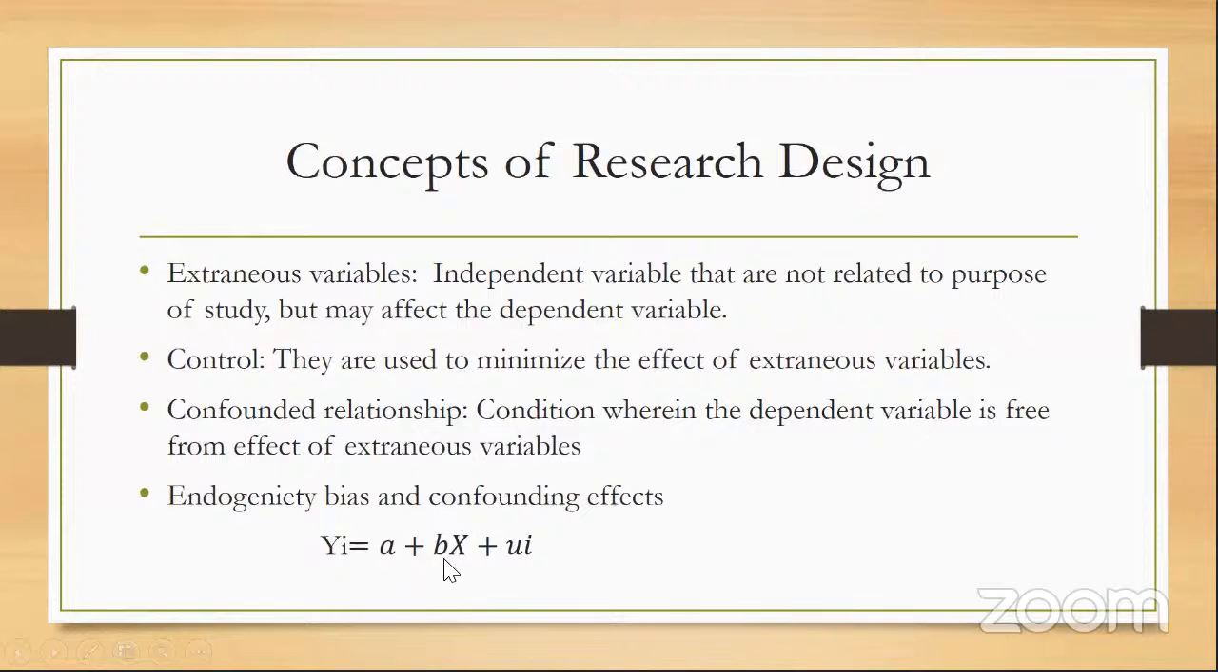So the effect that we estimate with the help of this regression coefficient b here might not be correct. It might not be true. Biasedness, I will explain in the later slides. Okay. Hello, am I clear till now?